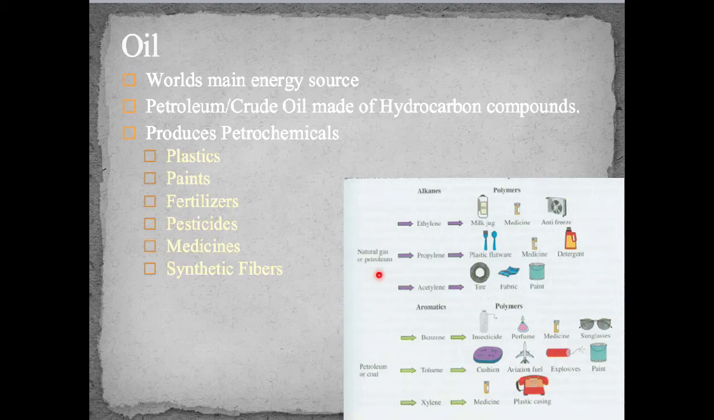So here you can see natural gas or petroleum can make a lot of plastic, different types of medicines, detergents, and then petroleum or coal can make paint, sunglasses, probably the lenses and the plastic in the glasses, perfumes, and insecticides. So those are some products made from petrochemicals such as petroleum.